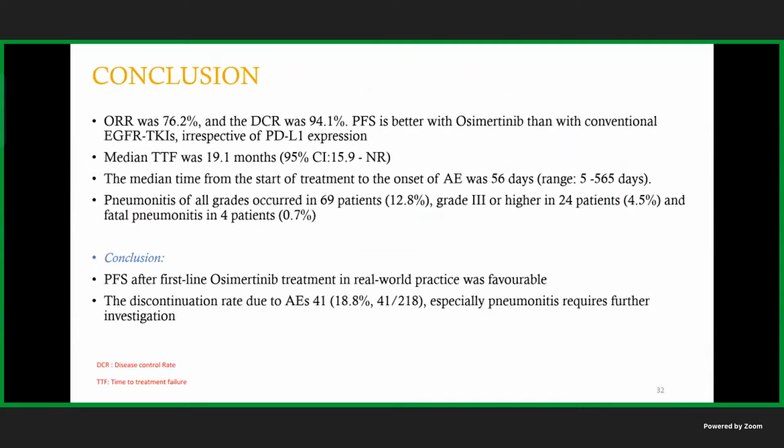So these were the conclusions. Overall response rate was 76.2%. Disease control rate was 94.1%. Median TTF was 19.1 months. Median time from the start of the treatment to the onset of adverse event was 56 days. Pneumonitis of all grades occurred in 12.8% of patients, and grade 3 or higher pneumonitis was seen in 4.5%. Fatal pneumonitis also occurred in 4 patients, that is 0.7%. So the PFS after first line osimertinib treatment in real world practice was favorable, and the discontinuation rate due to adverse events was 18%, especially pneumonitis, which required further investigation.